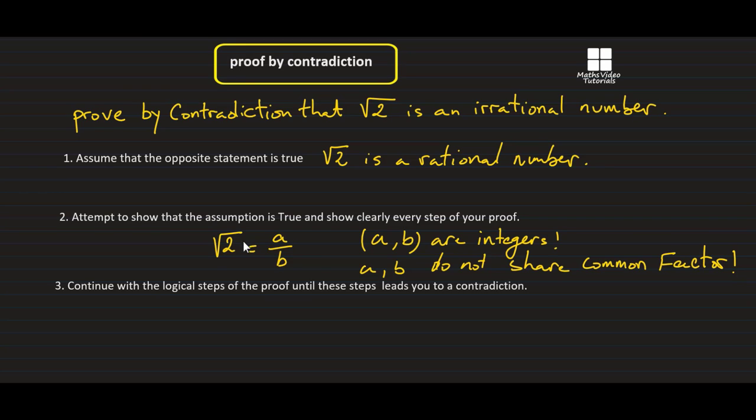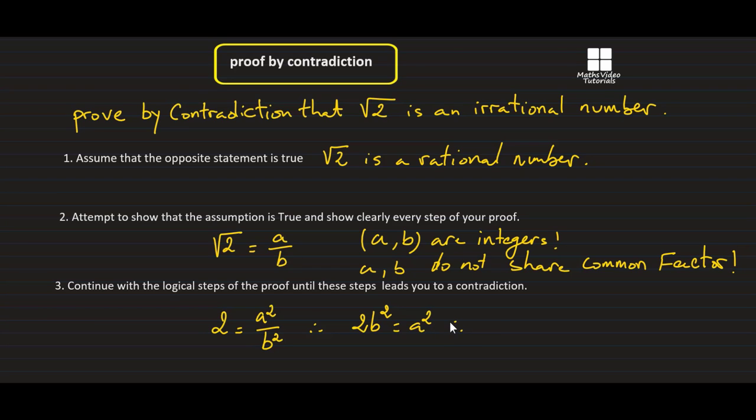So I need to square both sides because I need to find out a bit more about a and b. All right, let's do squaring first. Let's do square root of 2 squared. That will give me 2, and then square the a over b. That will give me a squared over b squared. And if I multiply both sides by b squared, that would give me 2b squared is equal to a squared.